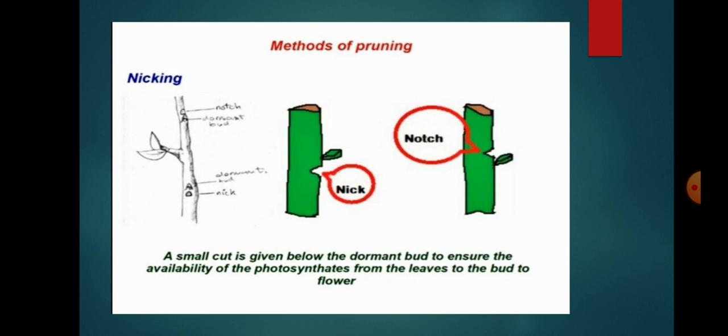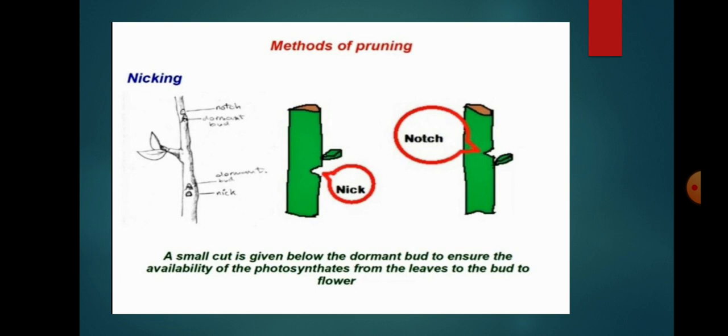The next method is nicking. Nicking means a small cut is given below the dormant bud to ensure the availability of photosynthesis. Carbohydrates synthesized by photosynthesis will be available now. In notching, nutrients from the soil are available there, whereas in nicking, photosynthesis from the leaves is available to the bud to flower. To induce flowering, nicking is done.